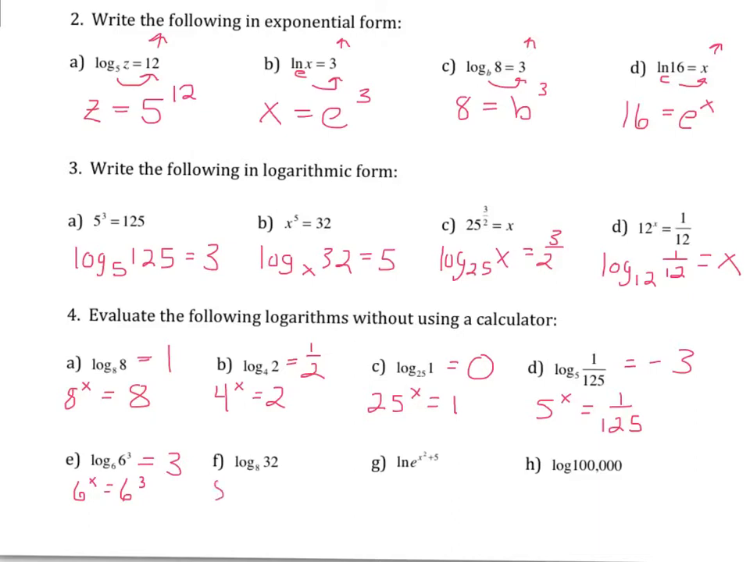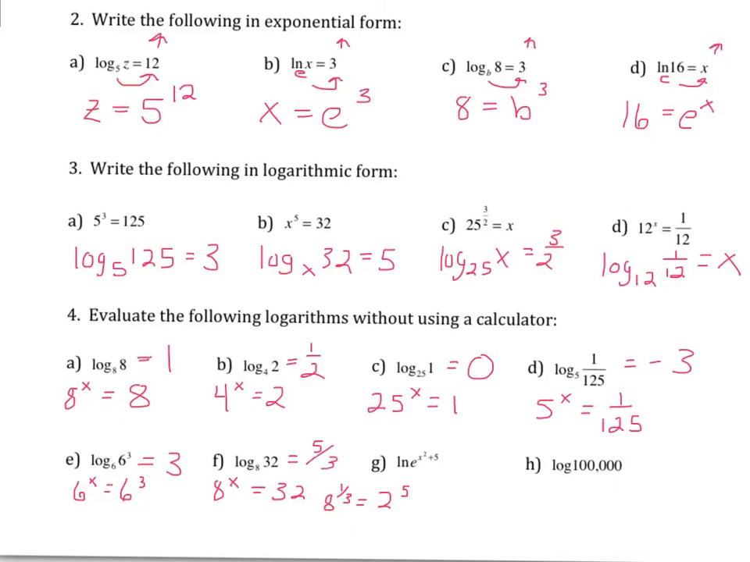For F, we have 8 to the what power would equal 32. And this one's a little bit tricky because we can't raise 8 to anything to get 32, but we can raise 2 to the 5th and get 32. So to make 8 become a 2, we have to take 8 and raise it to the 1/3. That would make a 2. And then we have to raise that to the 5th power to make a 32. So this would really be to the 5/3.